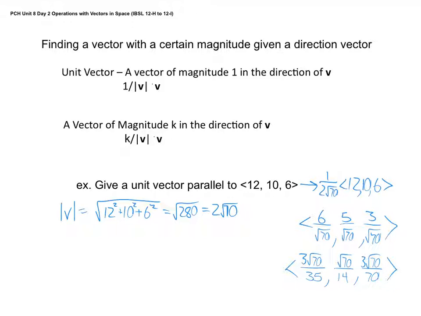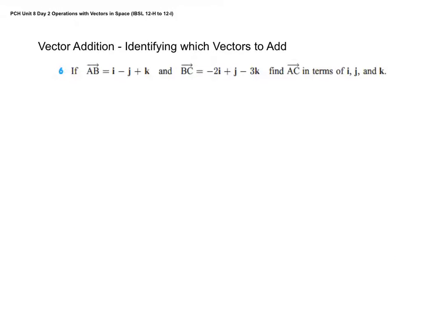Does anyone not understand something I did there? Okay. Last thing here, vector addition. Vector addition can be a little bit tricky when we want a certain result and we have our vectors written as points. This is something that'll show up a lot, so I wanted to make sure that you guys understand this.